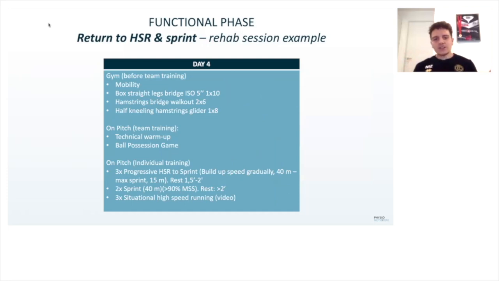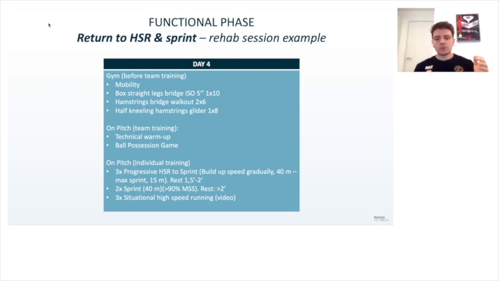And this is, for example, a rehab session of this phase. For example, in day 4 that we spoke about, you start with a gym activation before the training, so mobility, some simple isometric exercises. Then it starts on the pitch with the team, with technical warm-up, ball possession game, and then it comes to us also on the pitch, where he does some high-speed running and speed training.